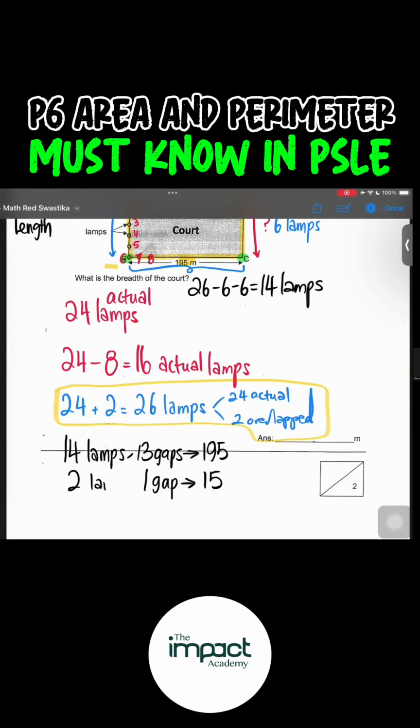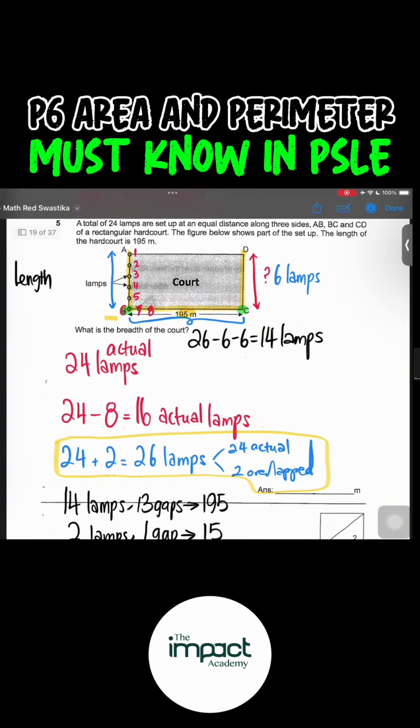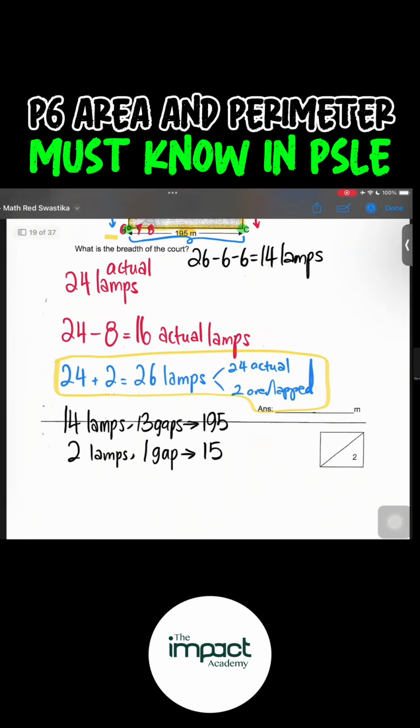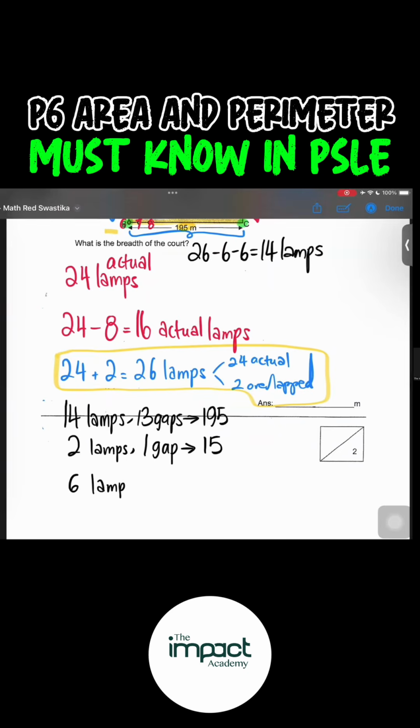Well, one gap means 2 lamps. But the question is really not asking about that, right? Is the question asking about that? No, the question says, I want you to find the breadth of the chord. The breadth of the chord has how many lamps? 6 lamps. 5 gaps. You are absolutely correct. So all you need to do is to ask yourself, how do I get from 1 to 5? You just times 5. True? That means over here you times 5 also. And that is the reason why your answer for this question has to be 75 meters.